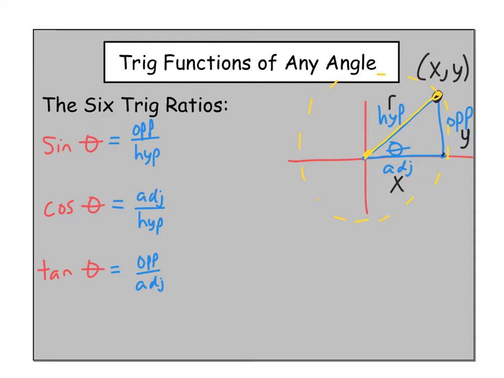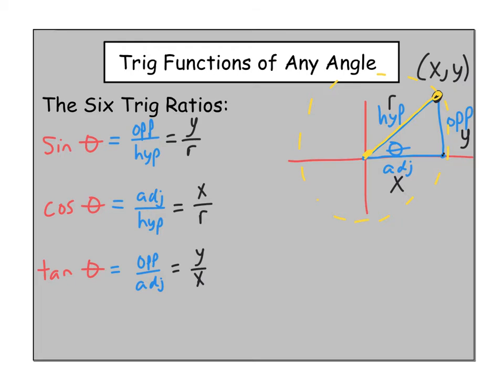sine can now be thought of as opposite over hypotenuse. You'll sometimes see it referred to as just the y-coordinate over r. Cosine will just be the x-coordinate over r, and tangent will be the y-coordinate over the x-coordinate. Okay, just applying these new labels to those things. Now we'll do a few examples with specific numbers in a second here, but the other trig ratios that we need to be familiar with and we're going to be seeing are the reciprocals of these.